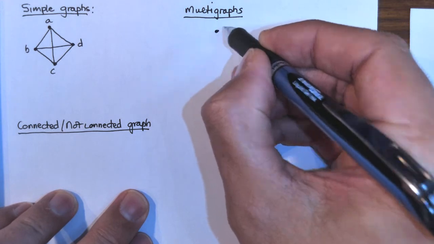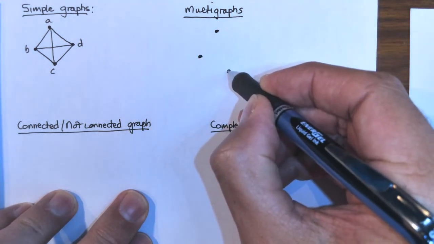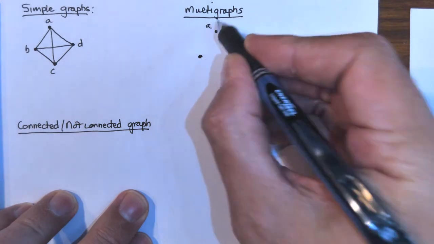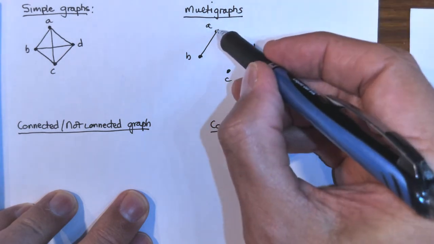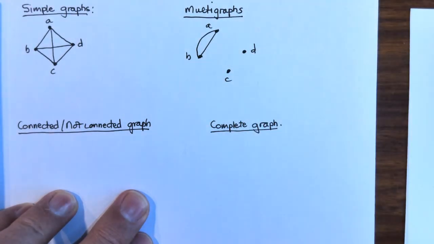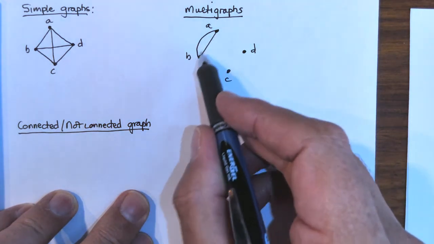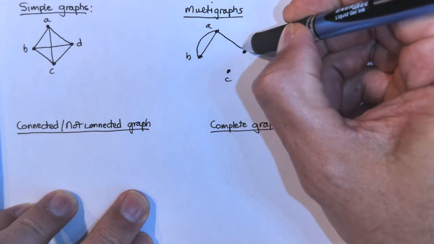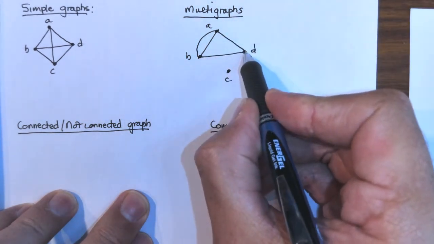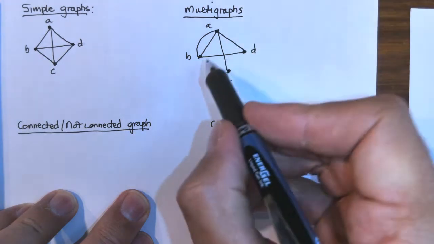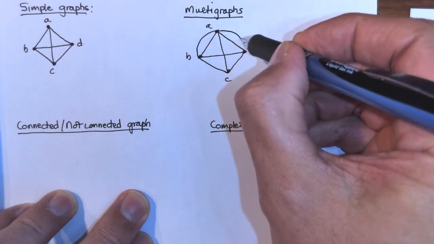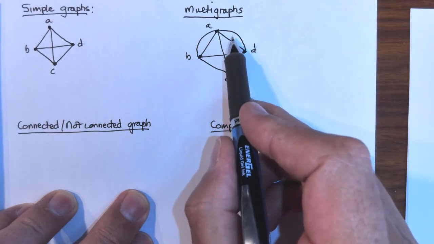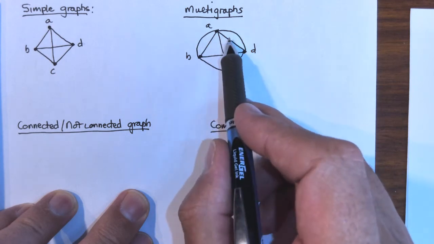Now, if we have 4 vertices, A, B, C, and D again, and we have AB connected that way and with another path coming back, that's an example of a multigraph. There are 2 paths between A and B. Then we can do exactly what we did before and have 2 paths between A and D, for instance. The fact that there are two paths there makes it a multigraph.